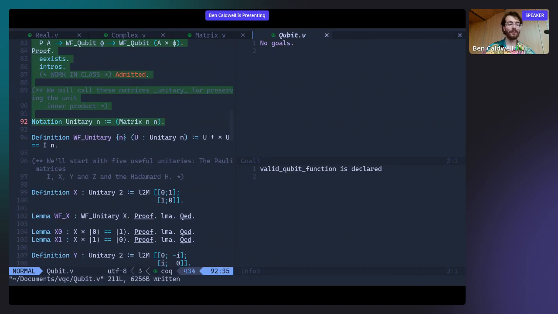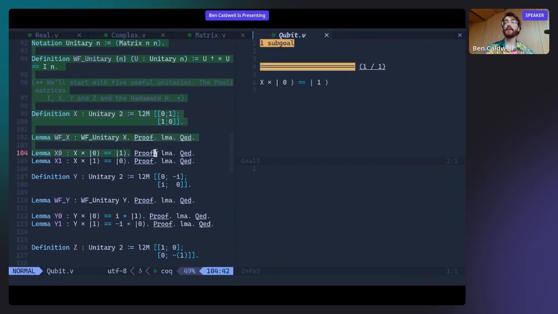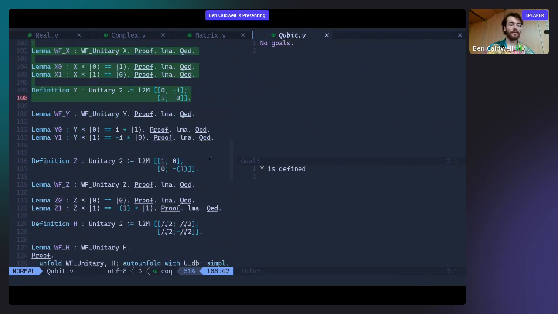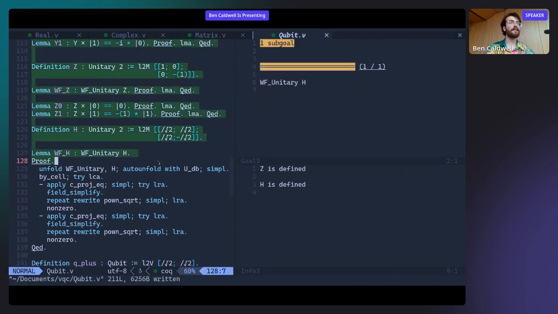Right, but then we get from this the unitary matrix definition, which is just a square matrix, and we call them well-founded if they have this property that the matrix times its adjoint is the identity. And then from there, we get the X gate, and we get to show that it's well-founded with some automation, and we can talk about how it operates on each of the basis states. You can build the Y gate and do the same things, the Z, H, but you have to do a bit more effort to show that the Hadamard is in fact well-founded.